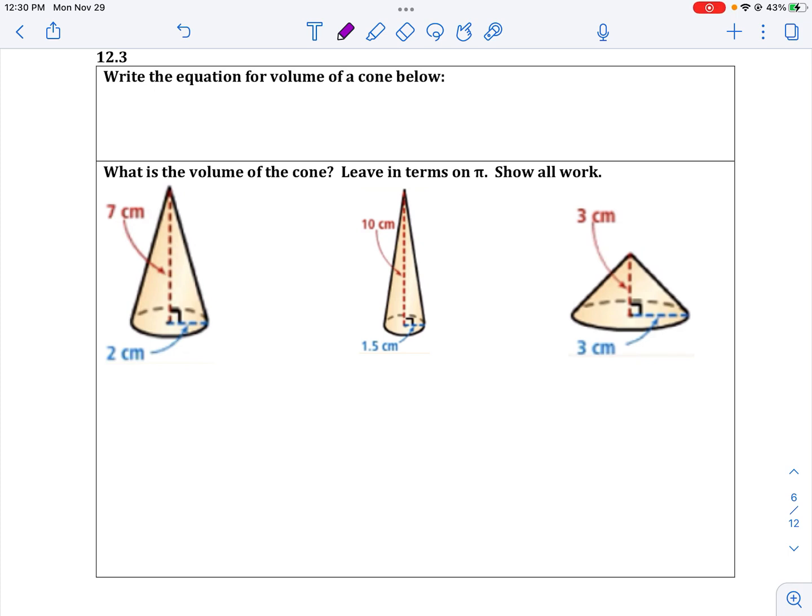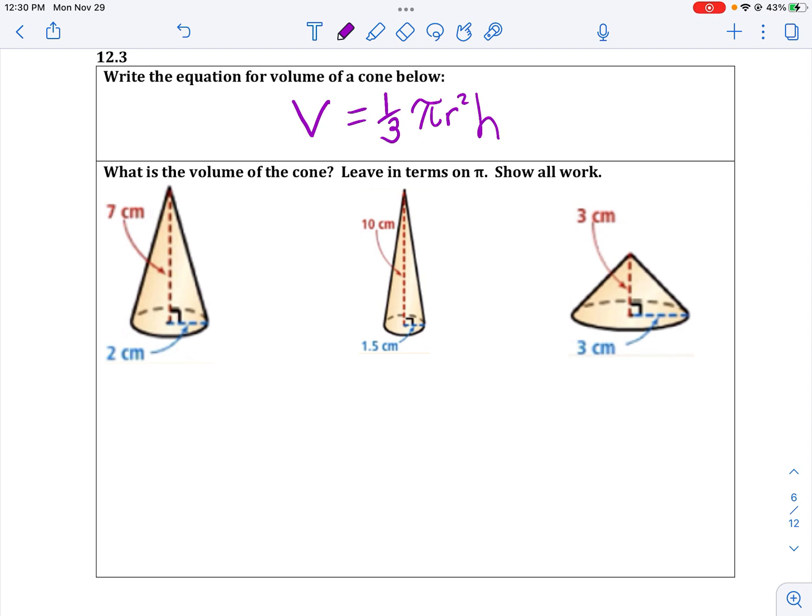Write the equation for volume of a cone below. So volume of a cone is 1/3 times pi times radius squared times height. So it's 1/3 times the area of the circle times the height of the cone. So what is the volume of the cone?